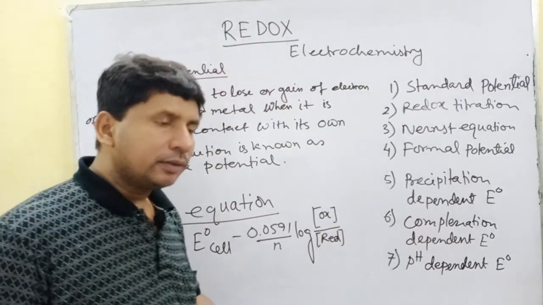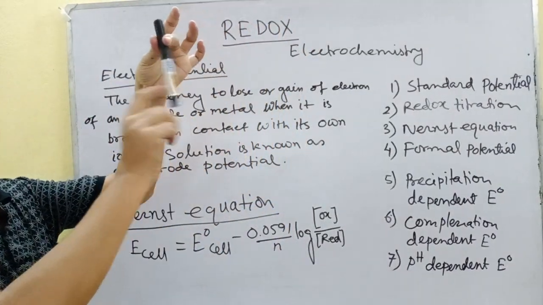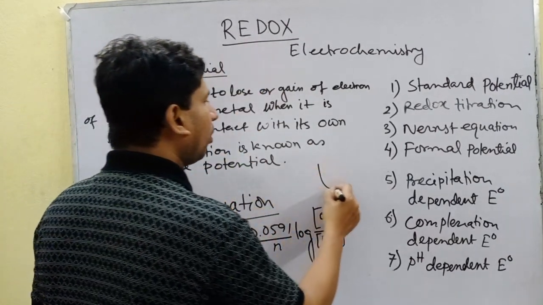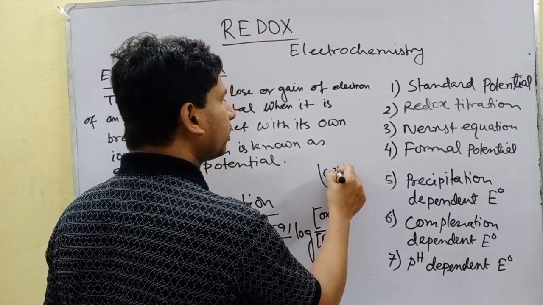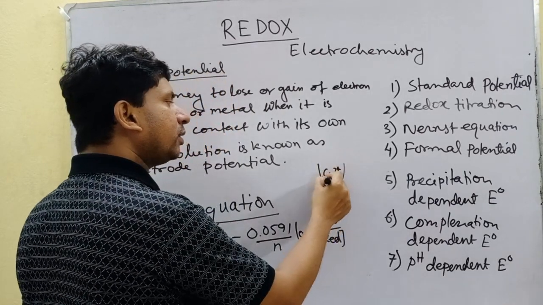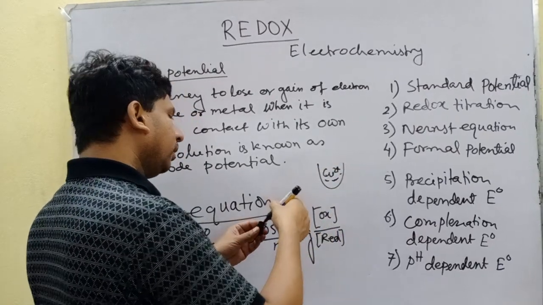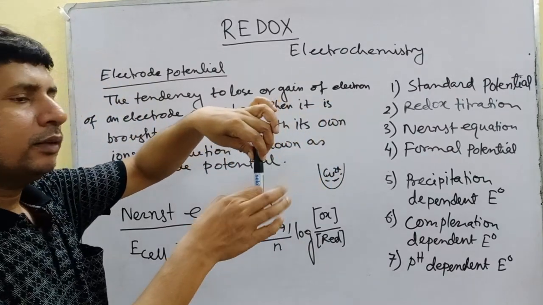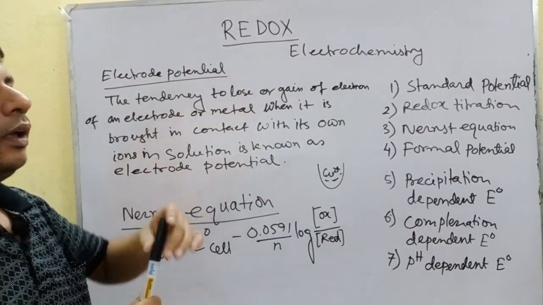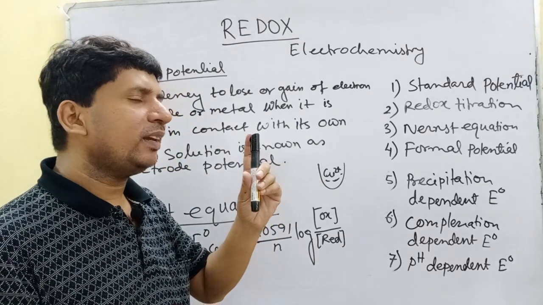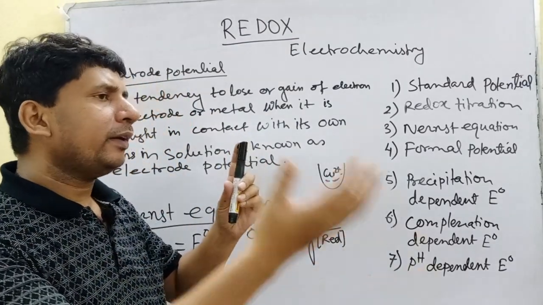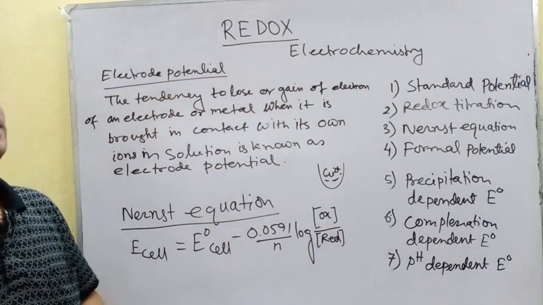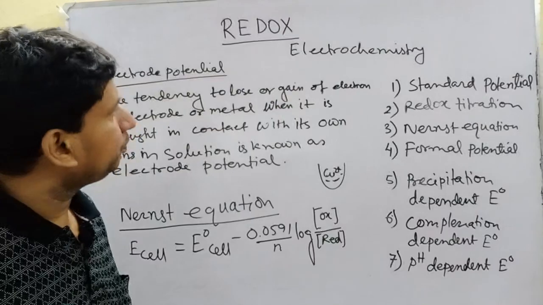That means if this is an electrode, say a copper electrode, and there is a copper solution, that is Cu2+ ions, a copper sulfate solution, then if the electrode is dipped into the solution, the electrode must have a potential. That means it can lose electrons or gain electrons from the solution. This tendency is known as electrode potential.